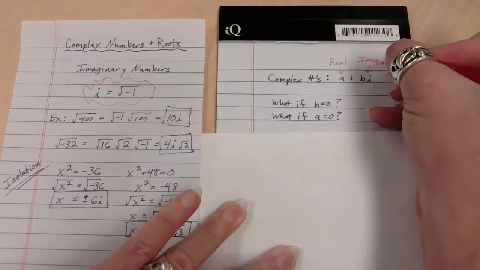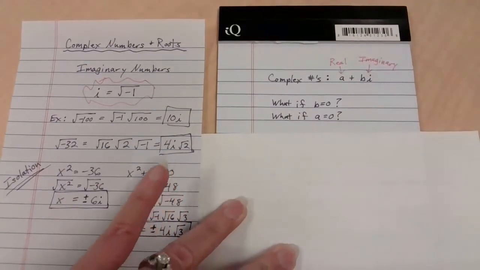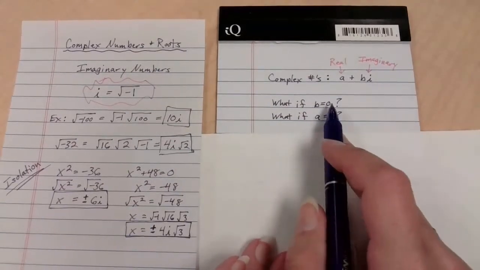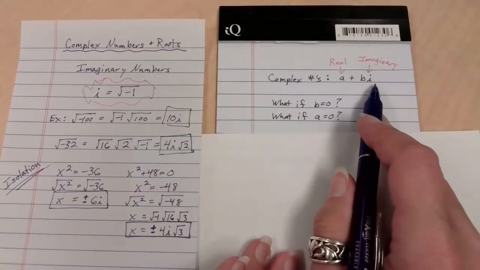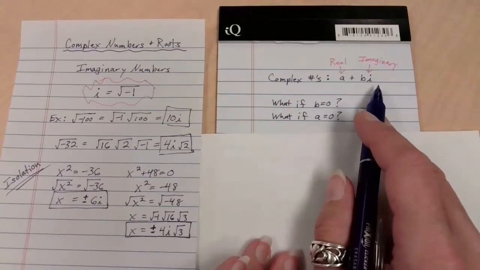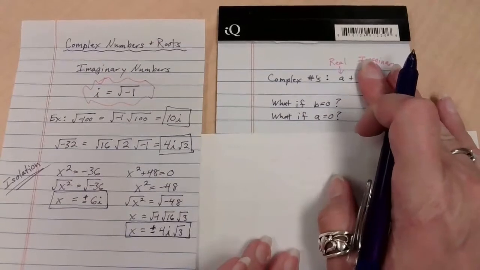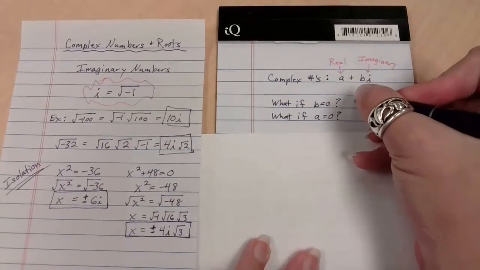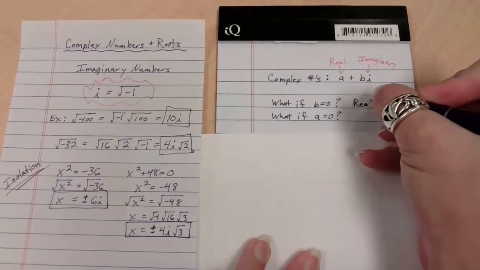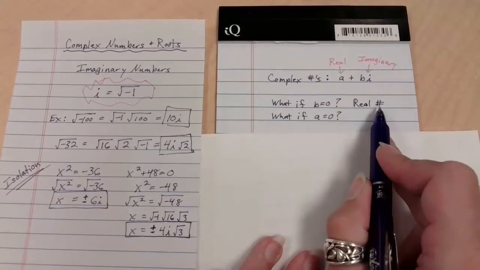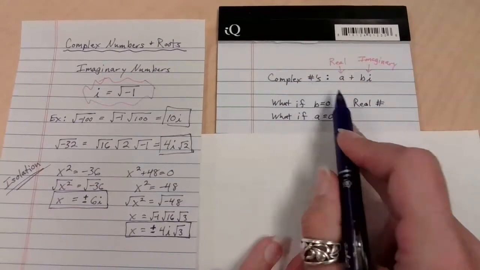Alright. So let me ask you this then. If I've got something in this form, what happens if b equals 0? 0 times anything is gone, right? Poof. Leaving me with just the real part. So if b equals 0, I simply have a real number. I am trusting you, by the way. That's a number symbol. It's not a hashtag. So a complex number is a real number.